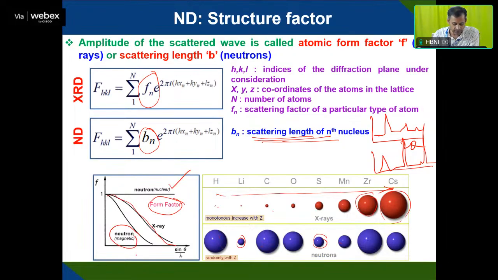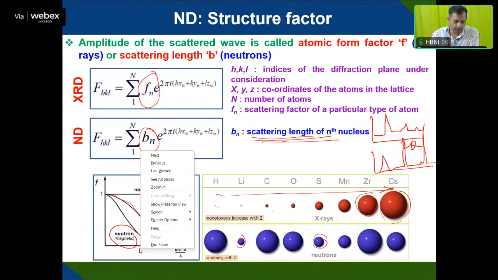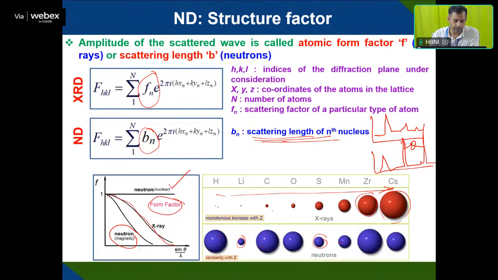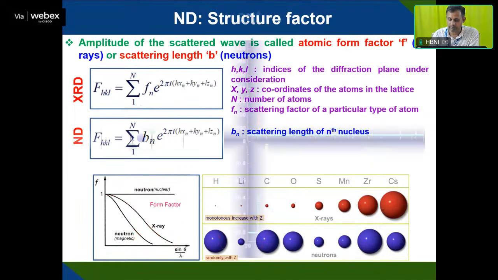But for magnetic scattering there is a dependence, and that is only specific to magnetic material. Overall, neutron diffraction is independent of that scattering factor, and because of that your peak intensity is random like this.